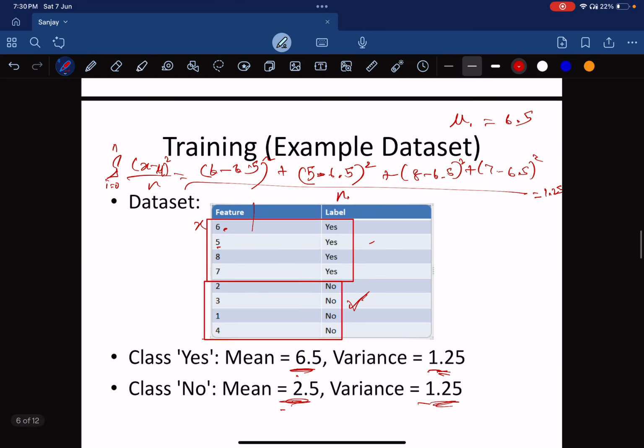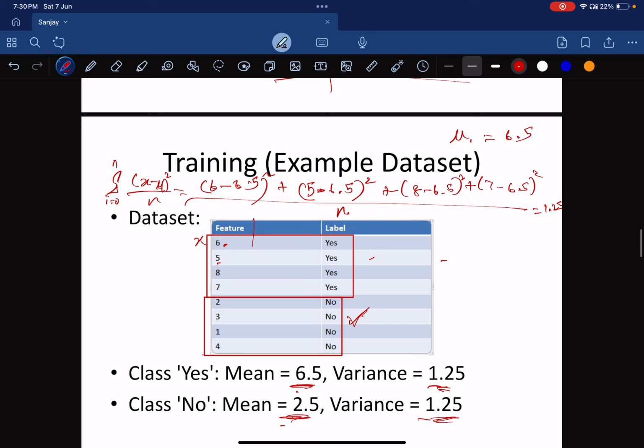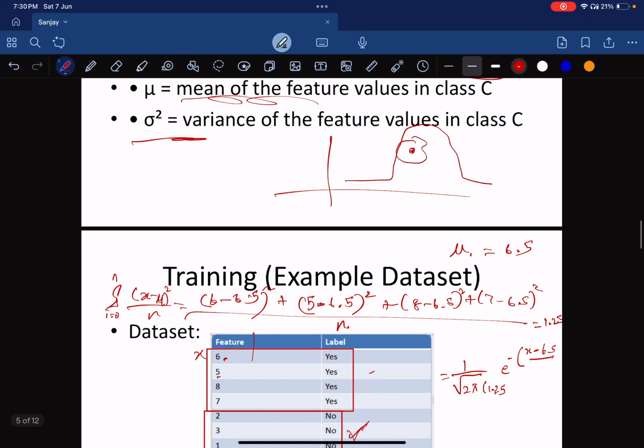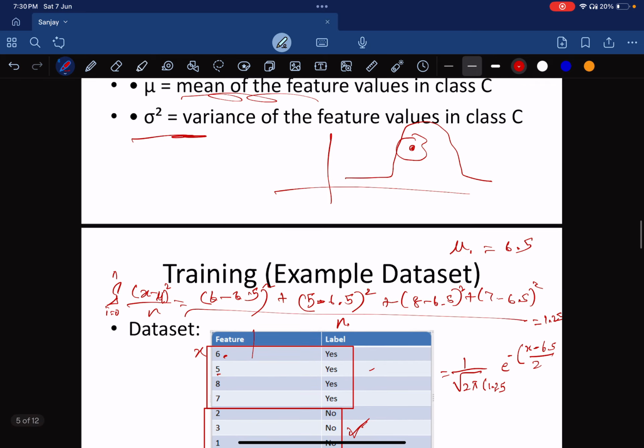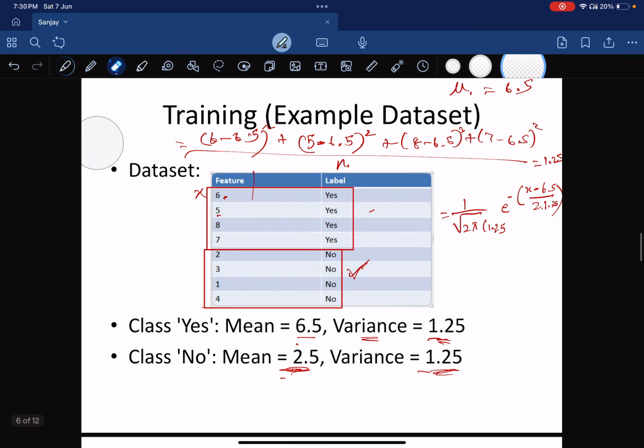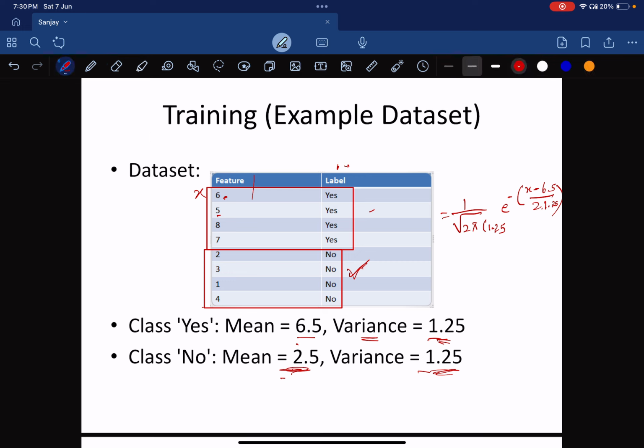For example, for feature one, the equation will look like 1 by square root of 2 pi. We know the value of pi, and the variance we found is 1.25, into e power minus, x minus the mean for this feature, 6.5, the whole square, divided by 2 into the variance, that is 1.25. Let me erase this. This is the equation for a feature in the Yes class label.